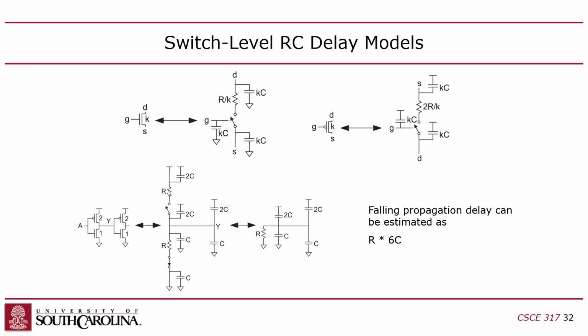So what am I left with? How do I add all these up? Well, pretty much resistance is just R, right? Because this is a size 1. Capacitance is C plus 2C plus C plus 2C, which is 6C, right? So the delay of this guy is R times 6C.